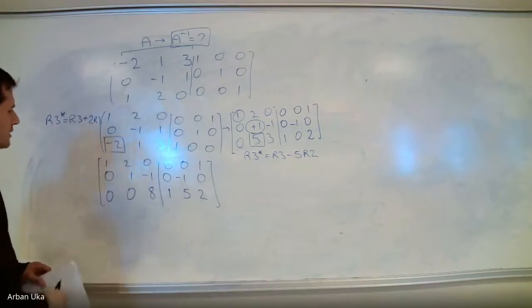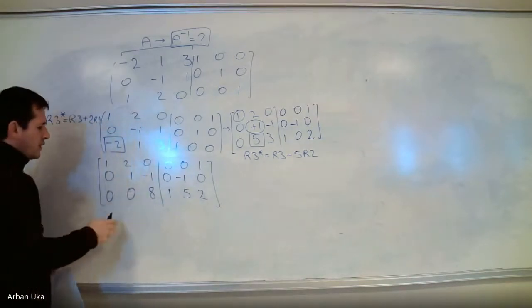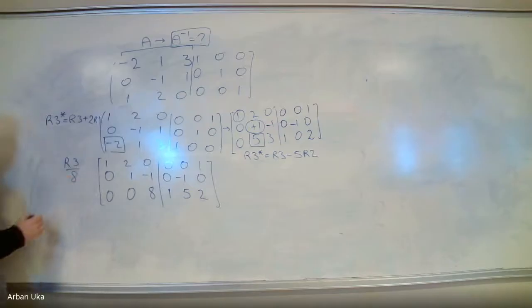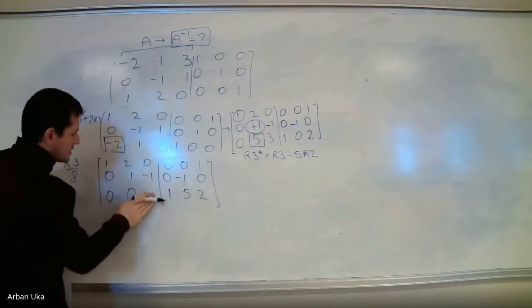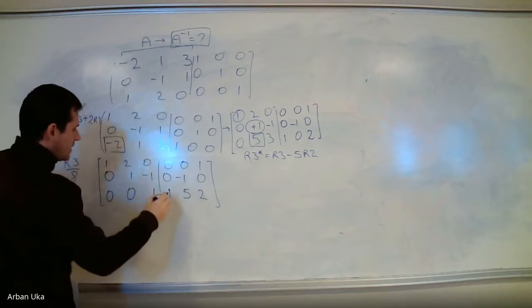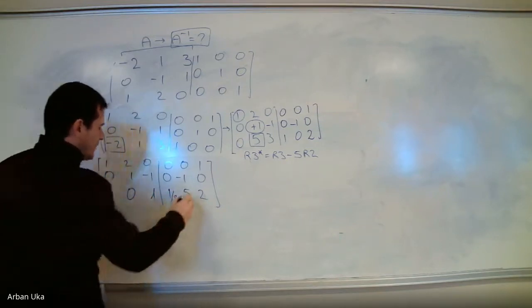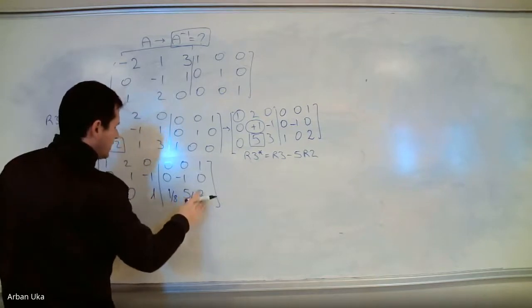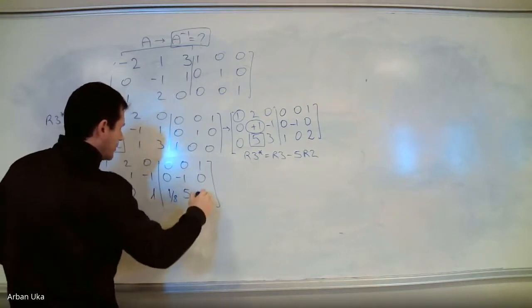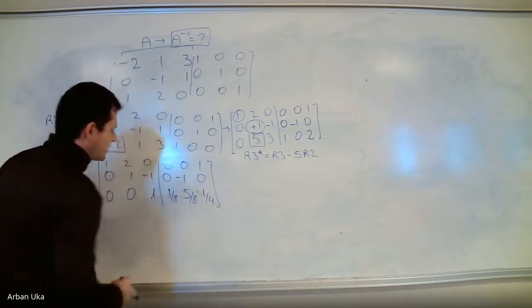We need to make a leading one here. How can we make a leading one? We divide it by 8. Yes, we say row 3 divided by 8. This is 1, this is 1 over 8, this is 5 over 8, and this is 1 over 4. This is a quarter.